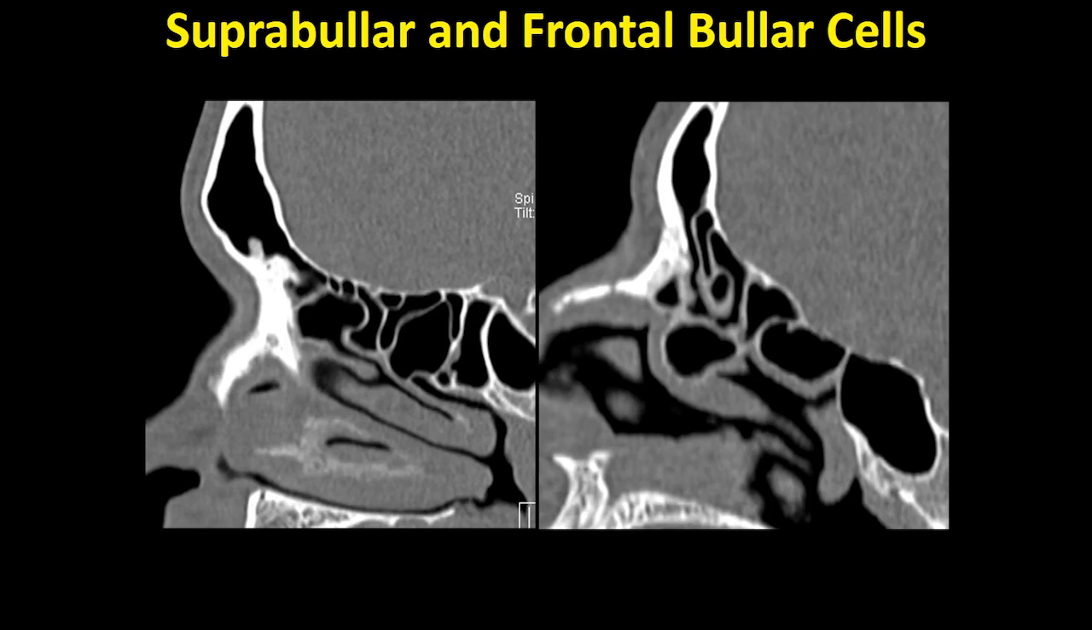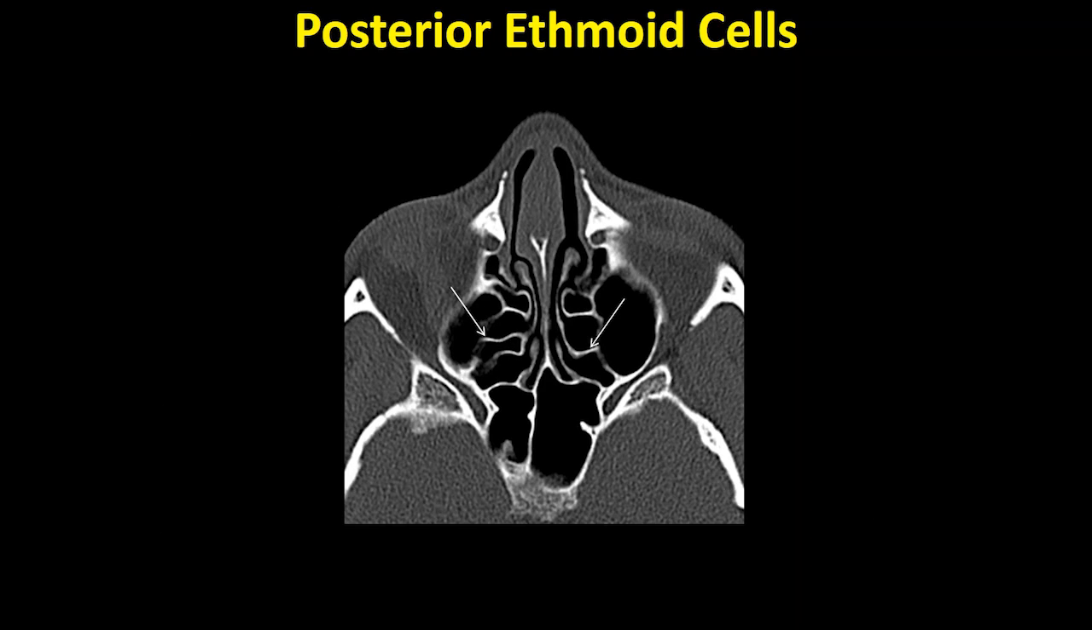The suprabullar and frontal bullar cells constitute the remaining frontal recess cells. These cells represent pneumatization of the anterior skull base. Best imaging plane to evaluate these: sagittal. If the air cell is seen superior to the bulla ethmoidalis, it is known as the suprabullar cell. If it extends anteriorly into the frontal sinus, it is known as the frontal bulla cell. The posterior ethmoid air cells, as I told you, can be identified as those that lie posterior to the basal lamella.